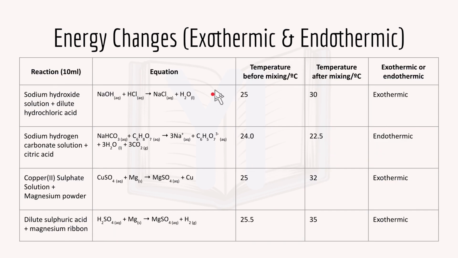Then we have some reactions to determine if it's exothermic or endothermic. Like we have sodium hydroxide plus dilute hydrochloric acid, the equations, temperature before and temperature after. You can see the difference is a positive temperature increase, so it's exothermic because it's giving out heat. For this, you can see the temperature decreases, so it's endothermic. And copper(II) sulfate solution plus magnesium powder, you can see the temperature increases, so it's exothermic. And sulfuric acid plus magnesium ribbon, it's exothermic. So there tend to be more exothermic reactions than endothermic reactions.